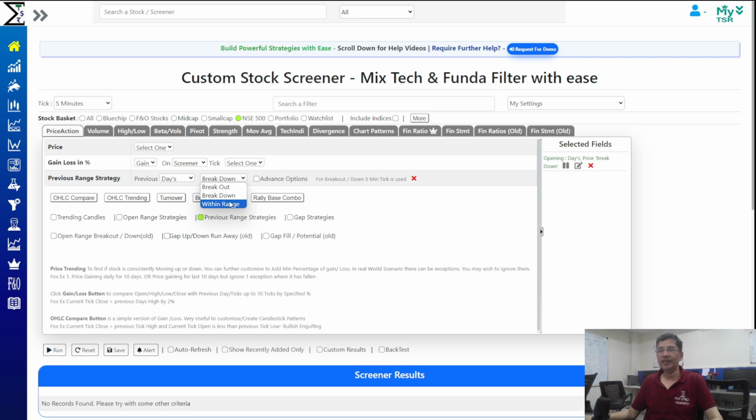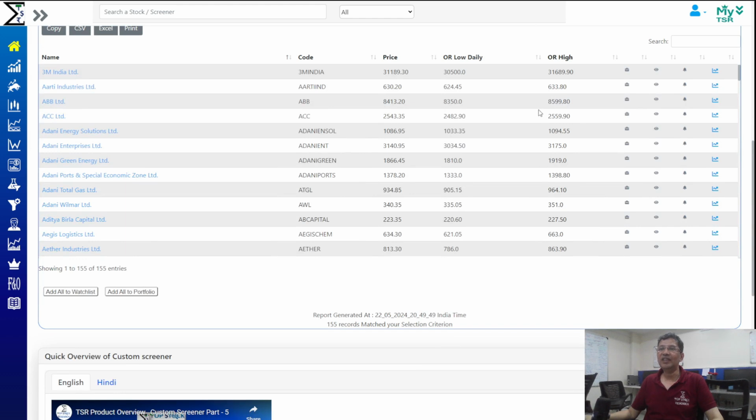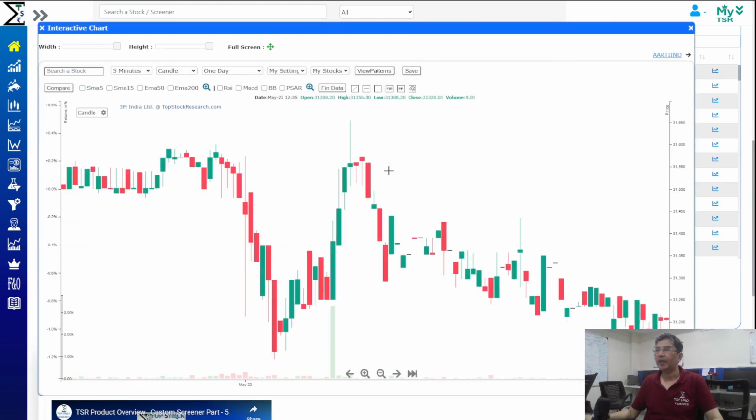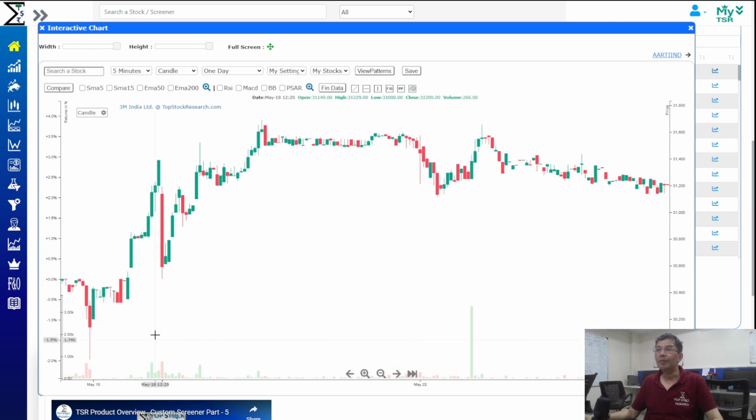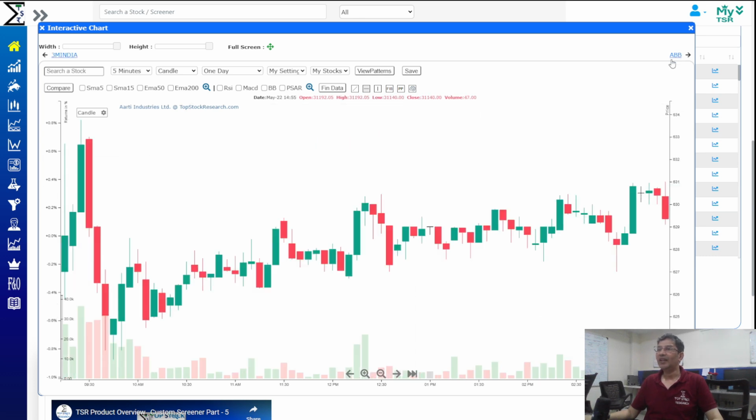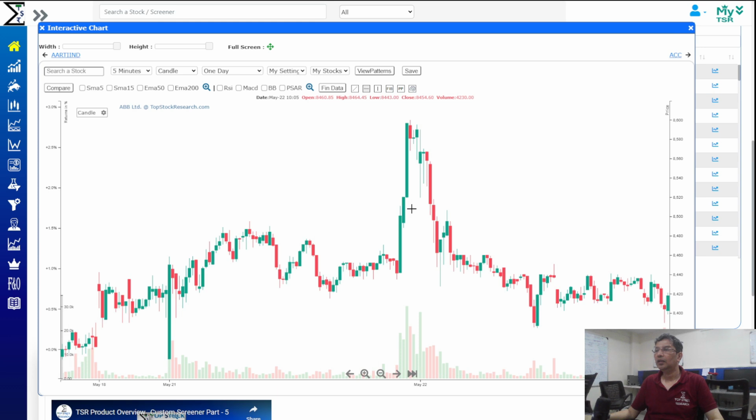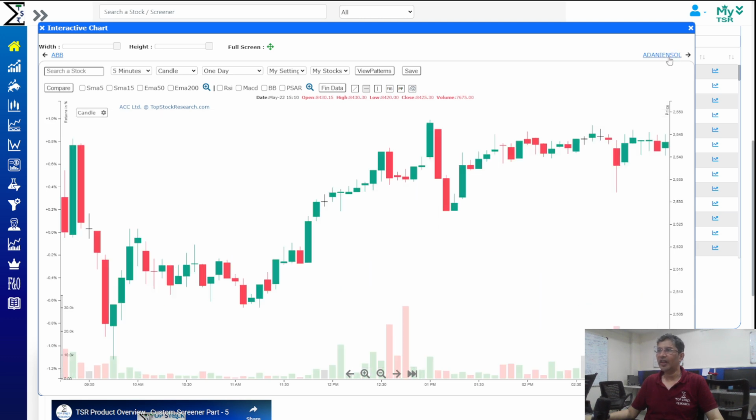The third option available here is within range. This is used for consolidation. So any stock which is within that range, there are quite a few stocks which are within the range of the previous day, right? So we go back to the previous day highs and lows. When you look at this, this is March 21st highs and lows, and the stock is trading pretty much within that range. Right, it's within that range. The stock is moving within that range, right?